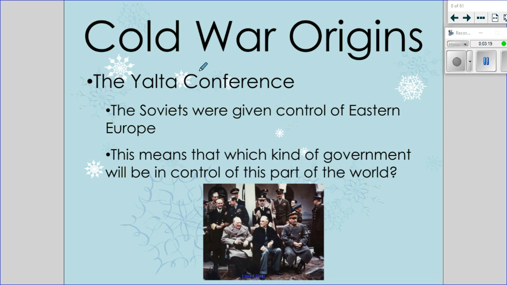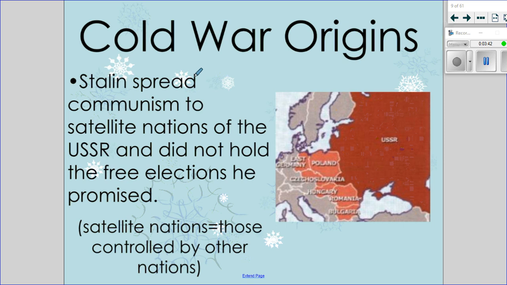Okay, so the Yalta Conference, the Soviets are given control of Eastern Europe. This means that what kind of government do you think is going to be in control in that part of the world? And this is Yalta right here. You see FDR, see Churchill, there's Joseph Stalin, okay? And so that means Eastern Europe is going to be predominantly communist, you guessed it. Stalin spreads communism to the satellite nations of the USSR. He does not hold free elections as he promised.